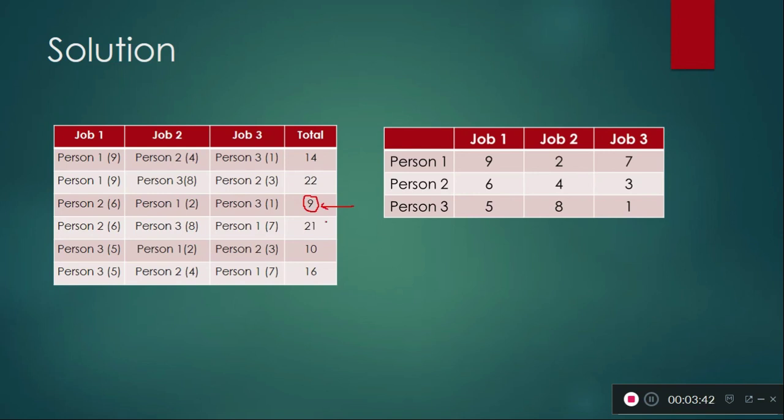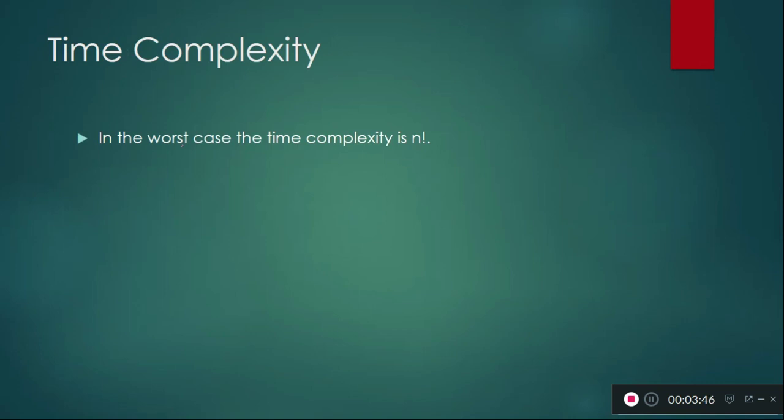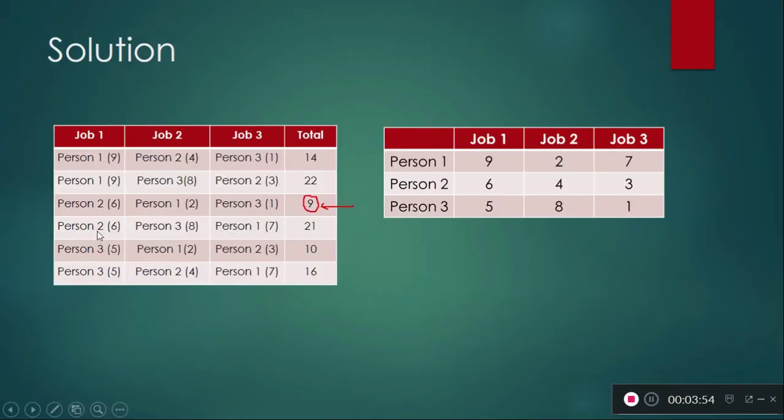This is how assignment problem is solved. The time complexity in the worst case is n factorial. If I have 4 persons with 4 jobs, it will be 4 factorial. Since I have 3 persons with 3 jobs, it is 3 factorial. So 3 into 2 into 1 is 6. So 1, 2, 3, 4, 5, 6. 6 combinations of persons I have over here.